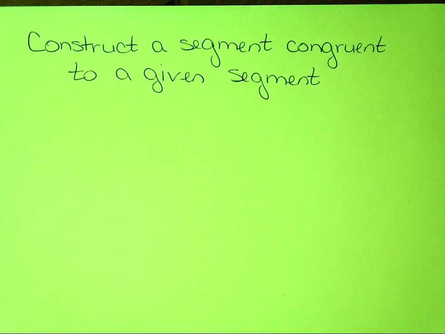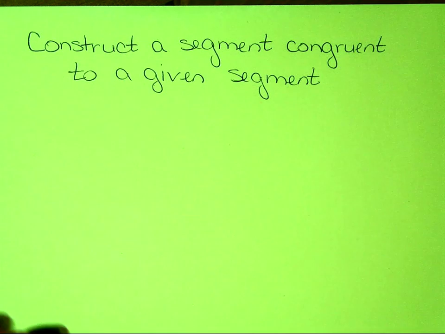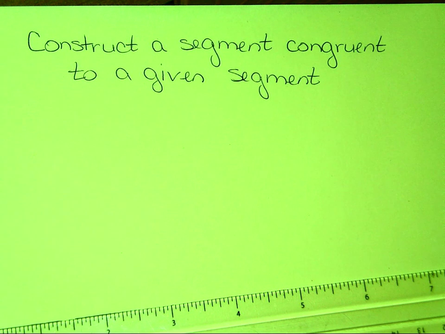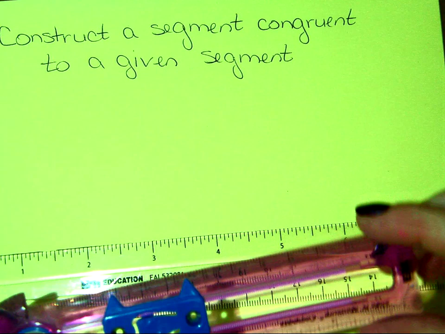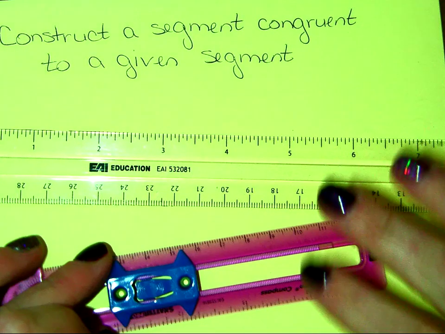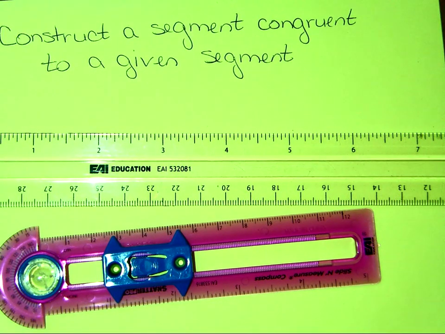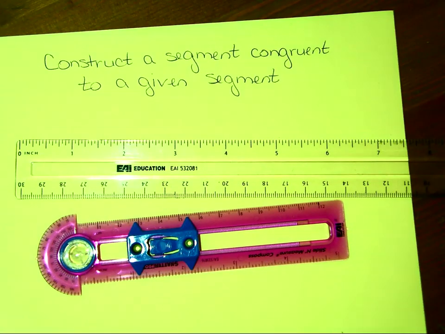Okay, so our first construction, we are going to construct a segment congruent to a given segment. So you would like to write that on the top of your paper. For this construction, you will need a straight edge. In this case, I'm going to use a ruler, and I'm going to use a compass. Those are the only two tools that you will need.